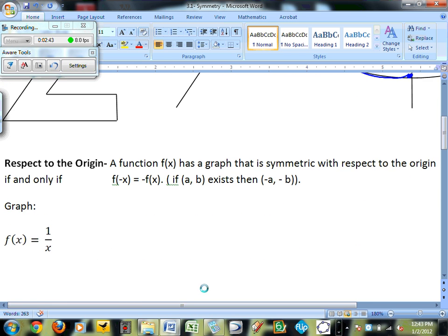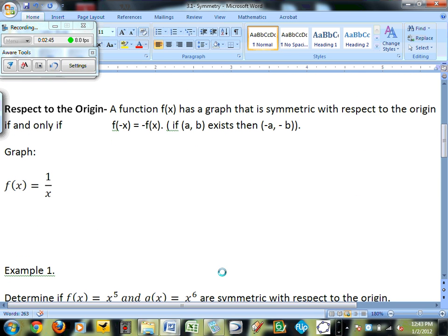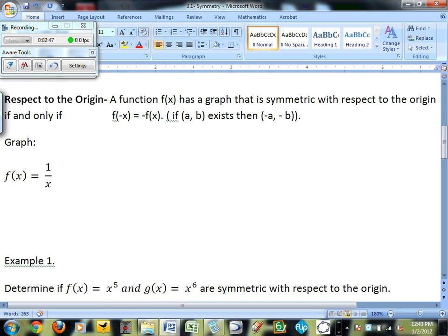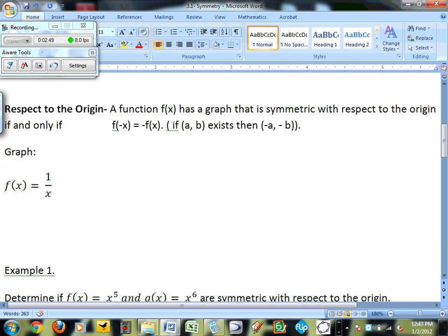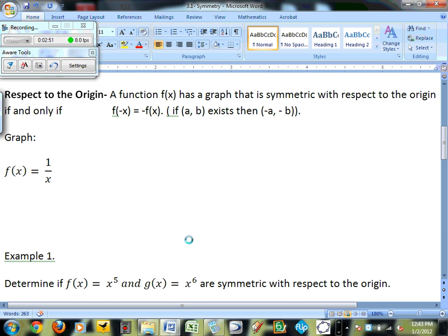All right, so I told you that the origin was really common, so we're going to focus right now on symmetry with respect to the origin. A function f of x has a graph that is symmetric with respect to the origin if and only if, when we plug in negative x for x, we change all of the signs in our graph. Or if we have a point (a, b) in our graph, there has to be a point (negative a, negative b) also in that graph.